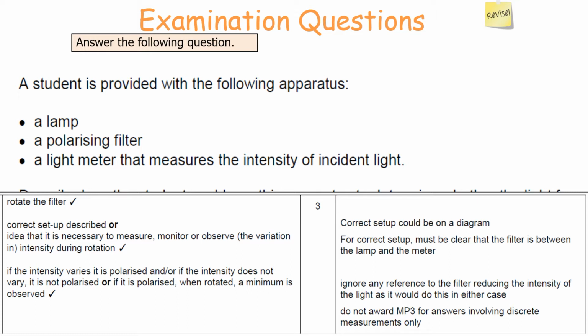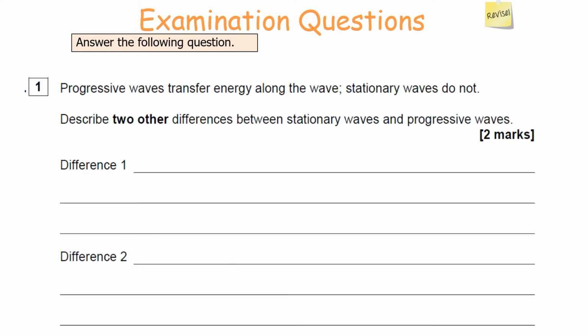Now it's important to know that as it's rotated, you should see a maximum and minimum occur if you've got polarized light, because if the polarized light is in alignment with the filter, all of it should go through. But if it's 90 degrees out of alignment, you should get nothing going through. So you see your maximum and your minimum. Right, let's have a look at another question.